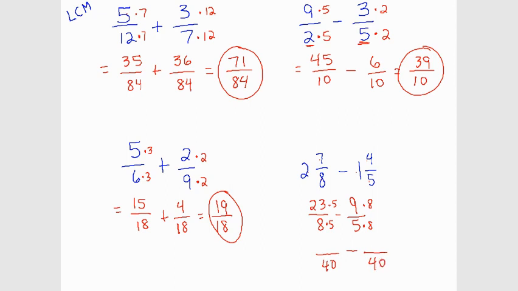23 times 5, that would be 20 times 5 is 100, plus an additional 3 times 5, so that's 115. And then 9 times 8 is 72. And then 115 minus 72, I'll just go ahead and work that out longhand. 5 minus 2 is 3. We'll borrow from there. 11 minus 7 is 4. And that leaves us with our final answer of 43 over 40.